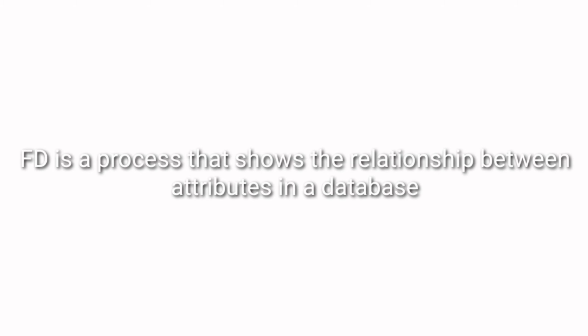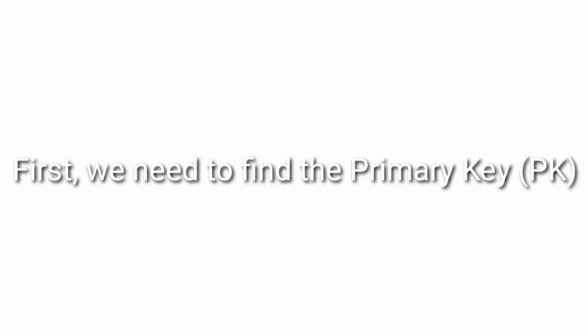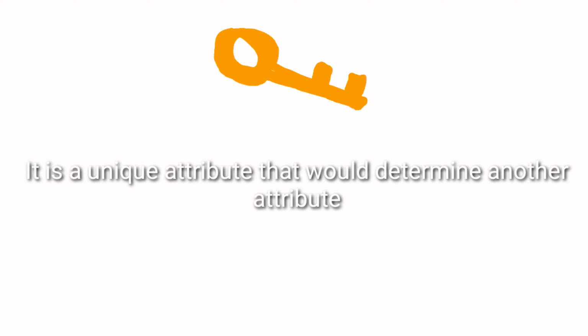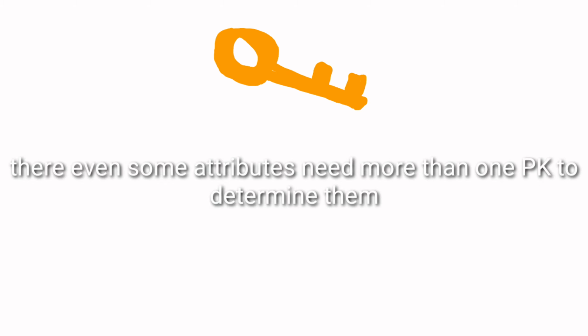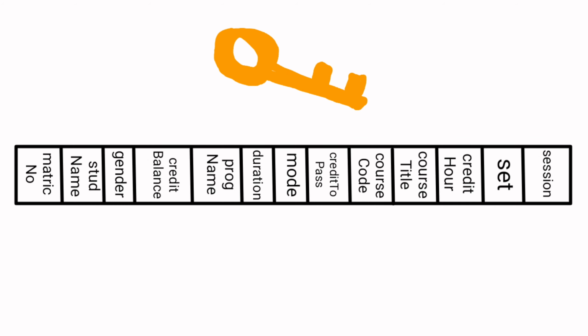Functional dependencies is a process that shows the relationship between attributes in a database. First, we need to find the primary key. It is a unique attribute that will determine another attribute. There are even some attributes that need more than one primary key to determine them. The primary keys will be metric number, program name, and course code.